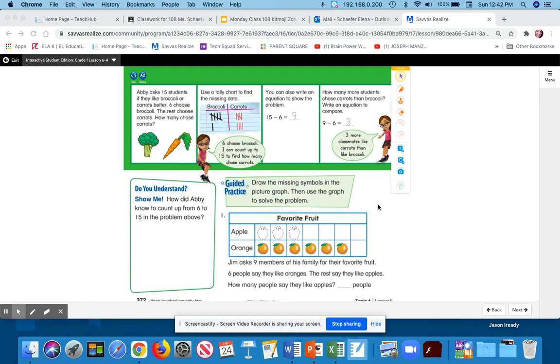Well, remember my friends, when we are doing math, we do not say, I don't know. We think about what we do know, and I want you to remember that as I go over this. I'm going to read the problem.